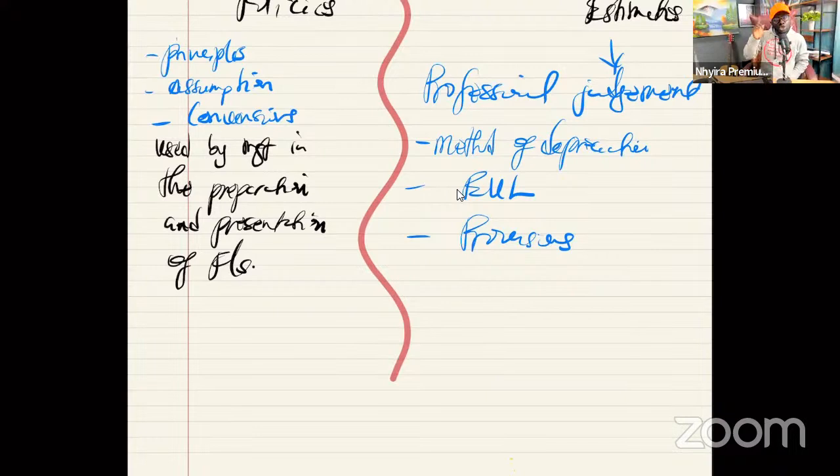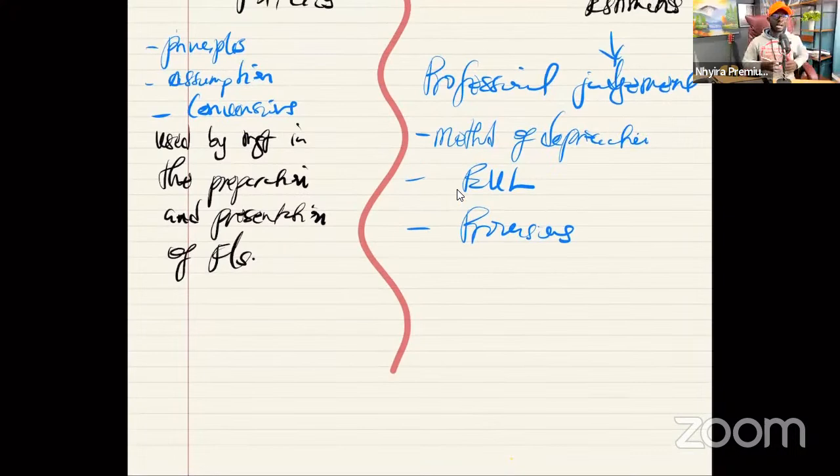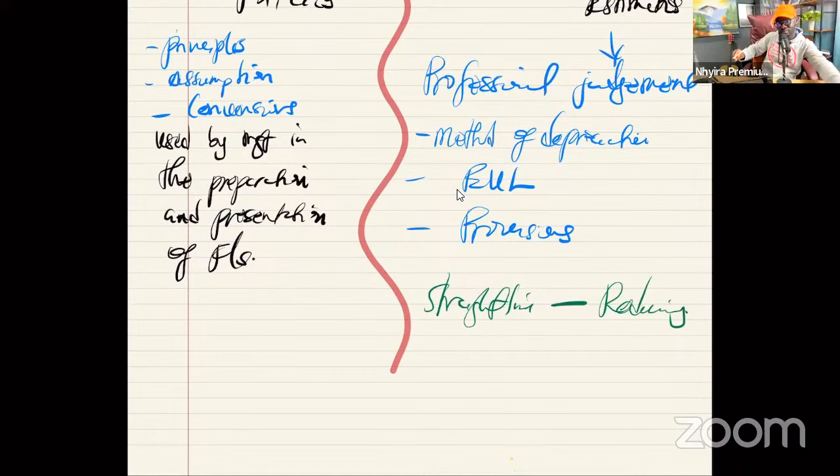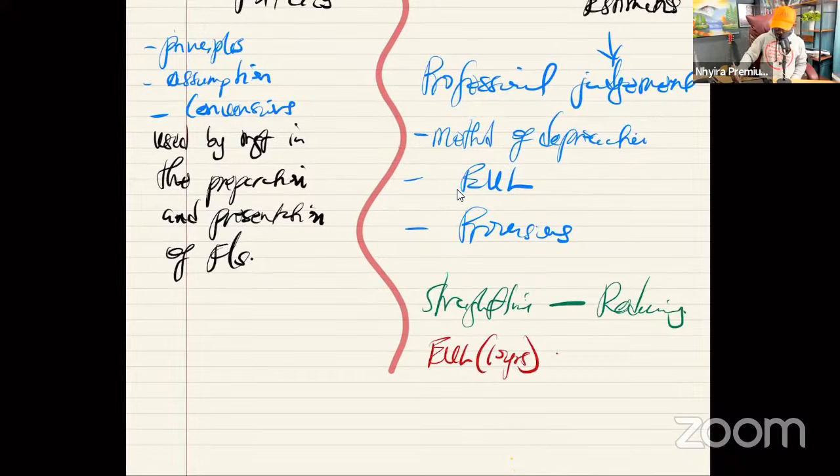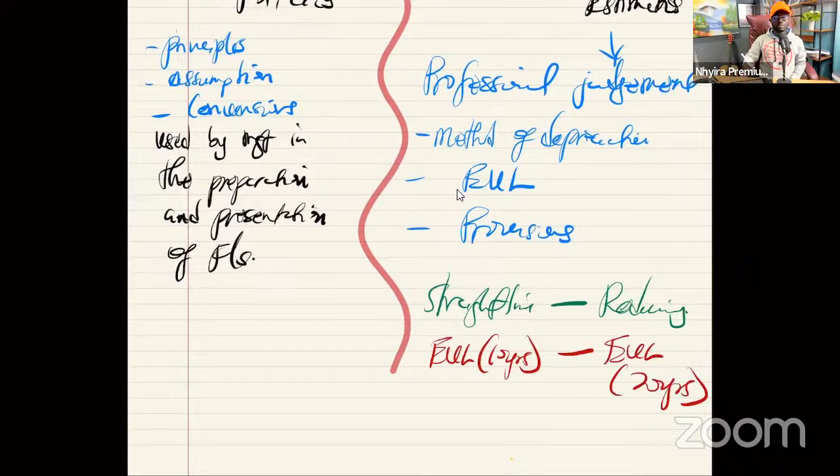So, if we change the accounting for an asset, instead of using the straight line method, we use the reducing balance method, we change from the straight line method to the reducing balance method. That is called a change in accounting estimate. If the entity is using an asset and they said the economic useful life of the asset is 10 years, but later on they change and say that now the economic useful life of the asset is 20 years, that is a change in accounting estimate. It is based on the professional judgment of the organization.